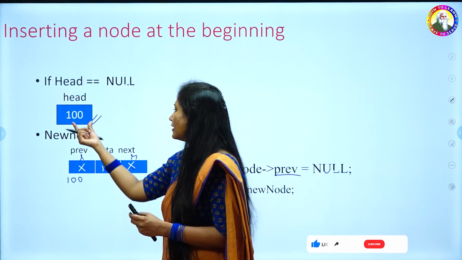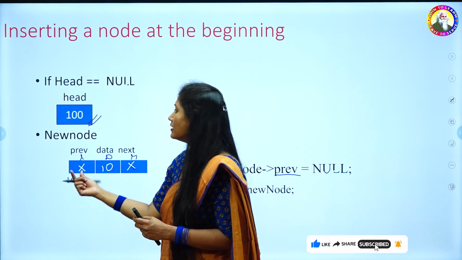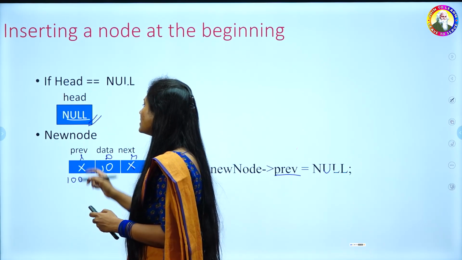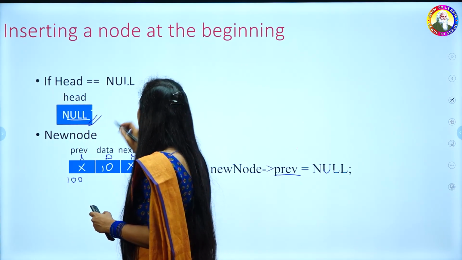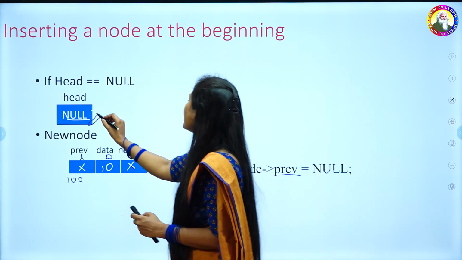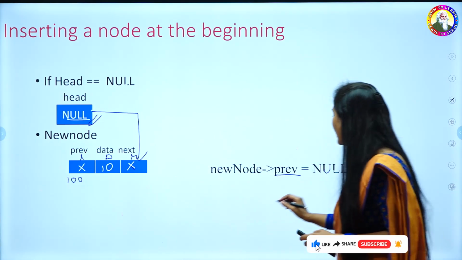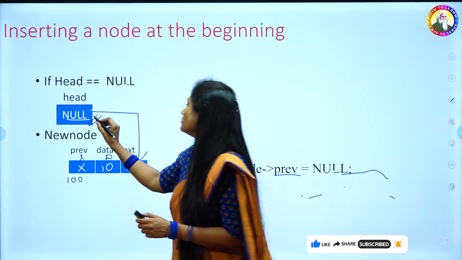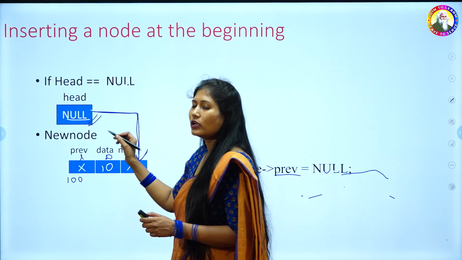Okay. If head equal to null, I made the left link equal to null. After that, this head should point to this node, that is 100. Initially it is null, but I should point this head address to this new node. How can I do that one? By saying that head equal to new node. Now see, head equal to new node. We are going to point head equal to new node.